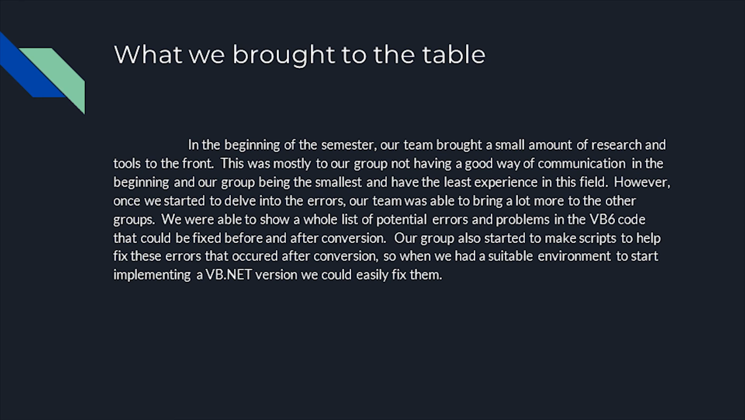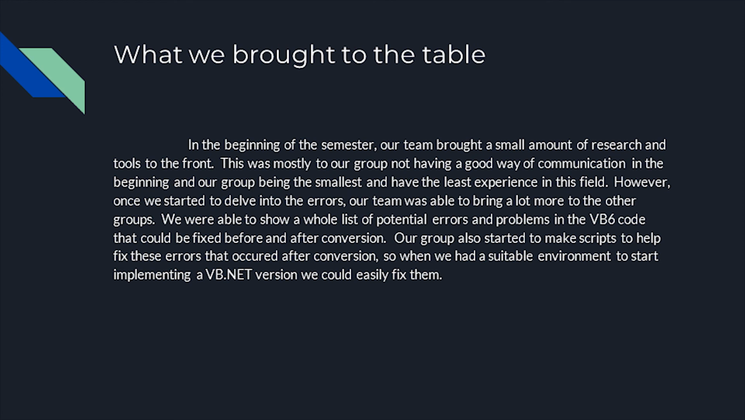Once we started delving into the errors of the code and conversion, our team was able to bring a lot more to the other groups and sponsors. We were able to show a whole list of potential errors and problems in the VB6 to VB.NET conversion and how we can easily fix them. However, we don't know all the answers to the solution, so we split it between the different groups, with the software engineering team mostly focusing on graphics and the other software team focusing on current problems that they were working on and other ones that they could find and help us with.